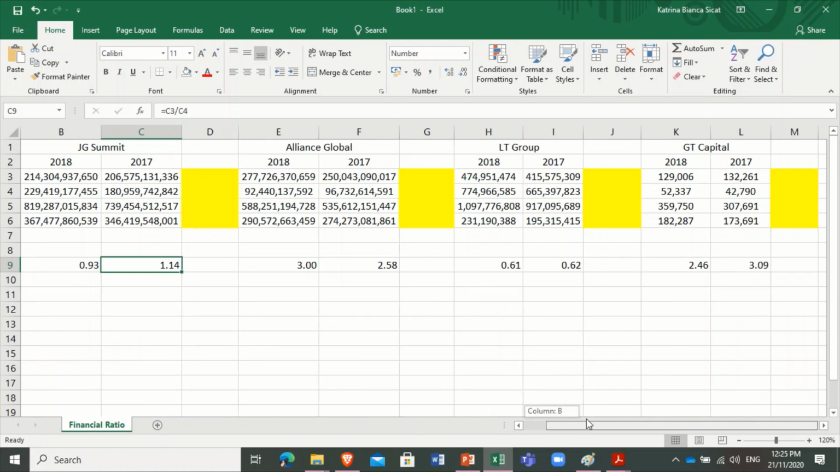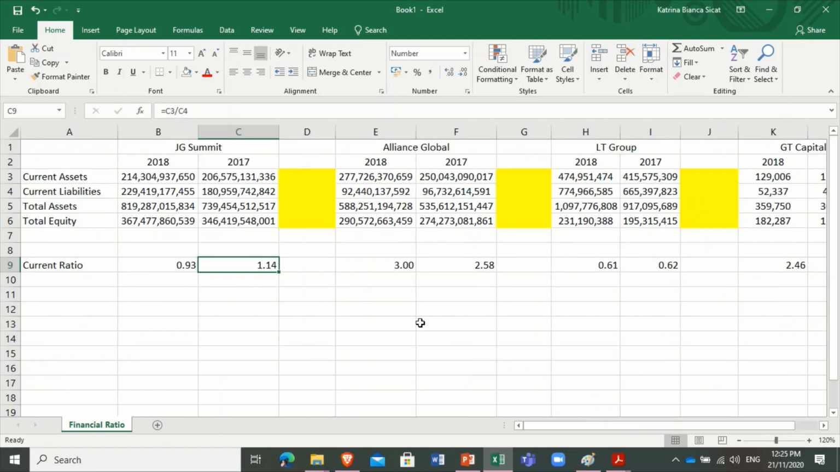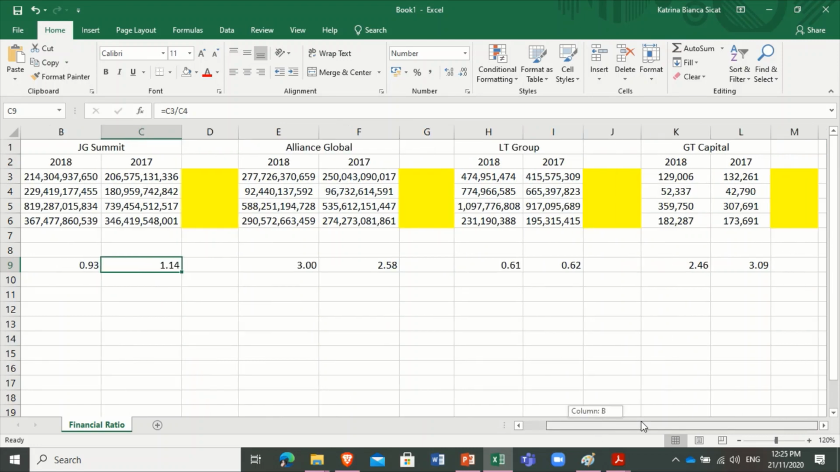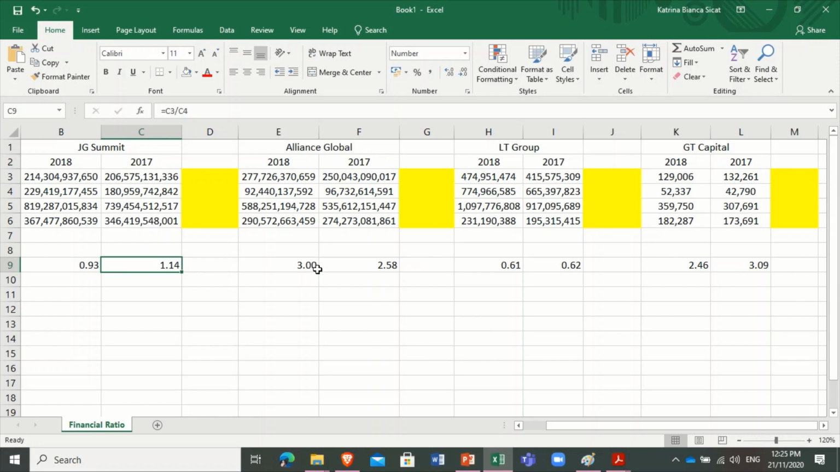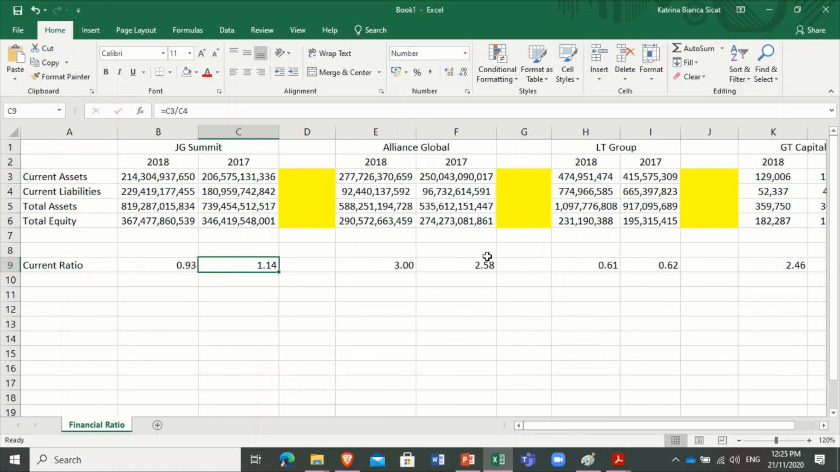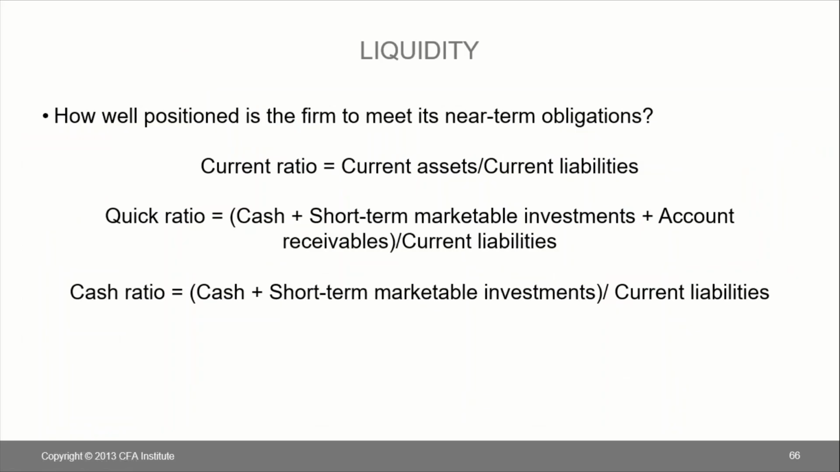So as you can see, this is how you actually use the ratios, no? Mas madaling mag-interpret ng data because it's very much simplified. So you know that Alliance Global, GT Capital is very much competitive because of a higher liquidity ratio. So this is just an example. No, current ratio is just an example of the many ratios that you would encounter in our discussion. So aside from current ratio, no, very much commonly used din yung quick ratio.